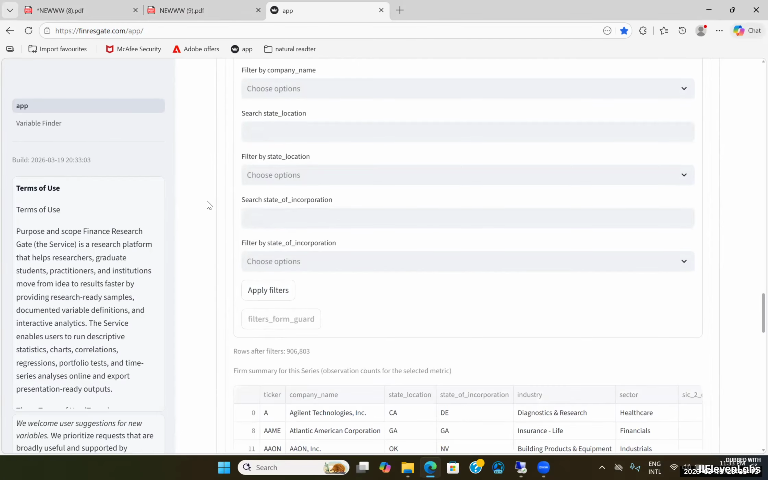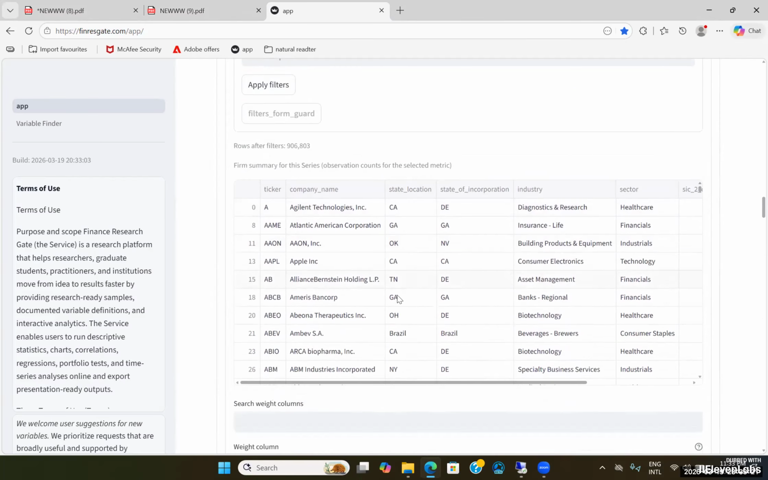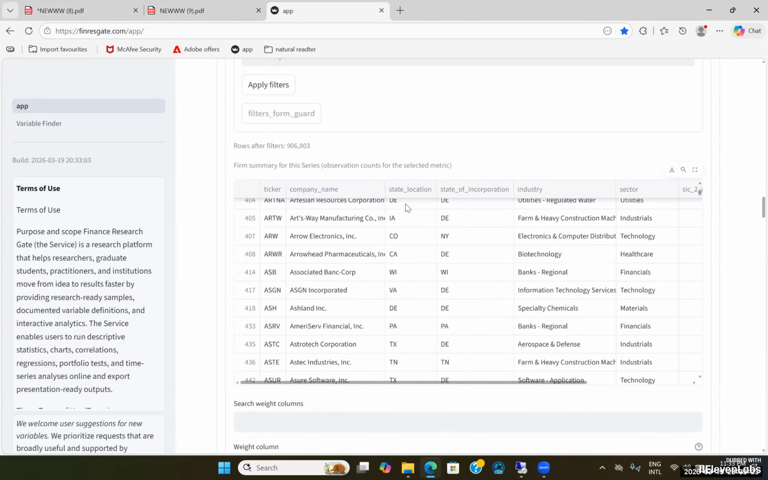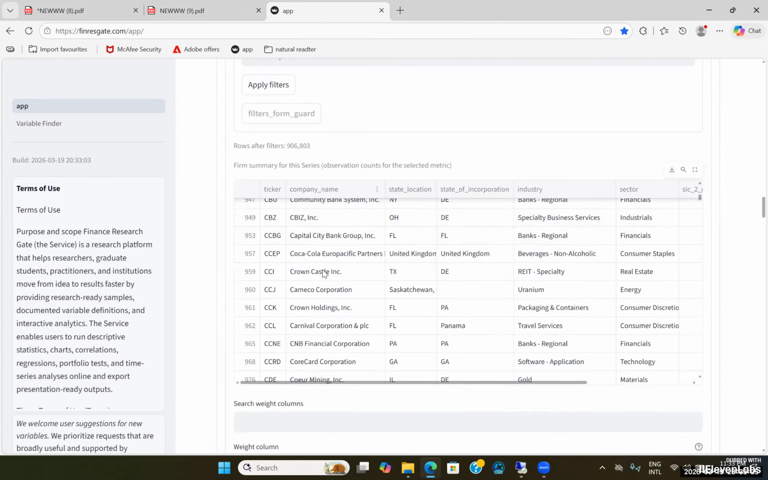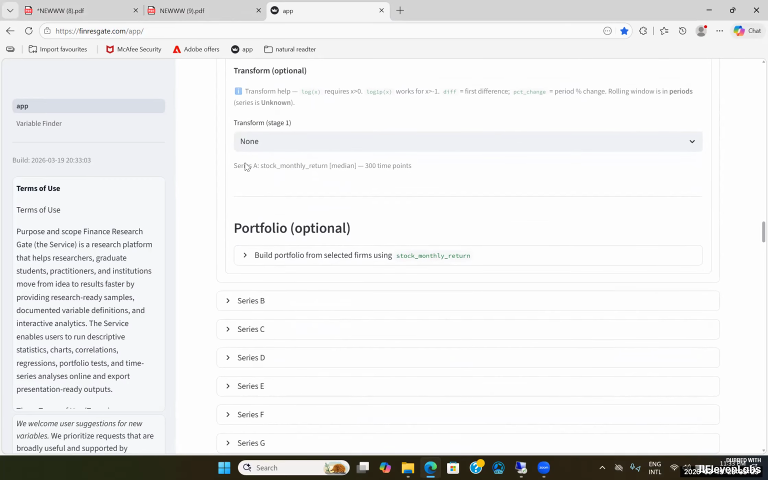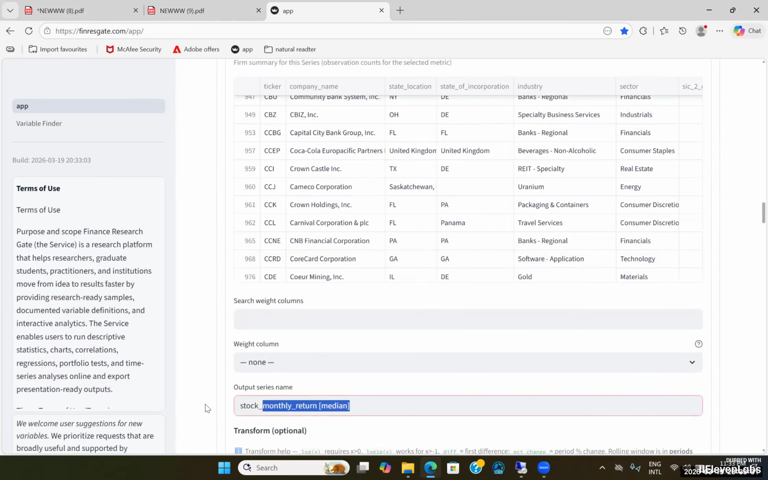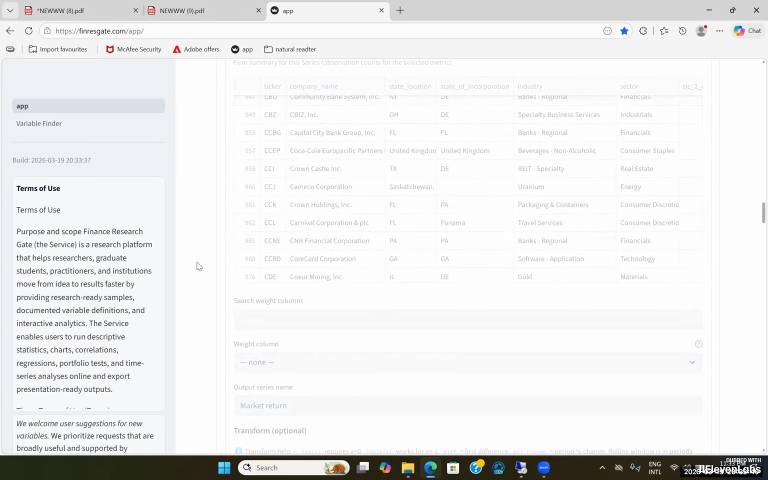So ultimately, we're left with a single observation for each monthly return, covering the period from the year 2000 all the way up to 2024. These specific observations represent all the firms that are currently available within the application. So, for every single month, we carefully calculate the median value across all of these firms. Then we have the option to rename this particular variable, calling it market return. Then we click outside the box and give it some time to reflect the new name.